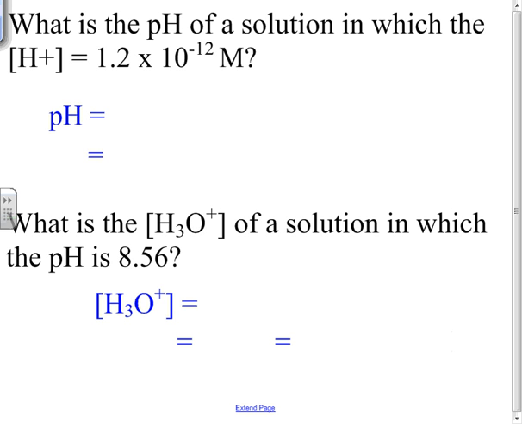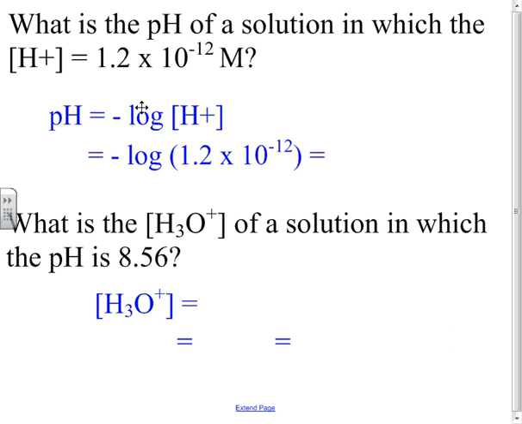So if I ask you what is the pH of a solution in which the hydrogen ion concentration is 1.2 times 10 to the minus 12th molar, you need to know that the pH is the negative log of the hydrogen ion. And so you just have to hit the negative sign on your calculator, find the log base 10, and then type in the concentration of the hydrogen ion, and that'll give you the answer. In this case, it's going to come out to 11.92, which indicates a basic solution since the pH is greater than 7.